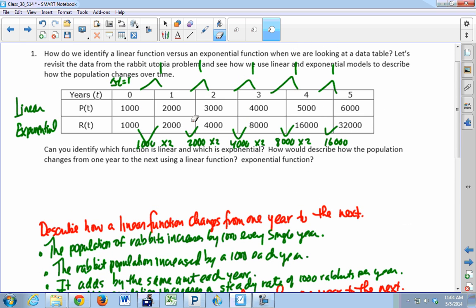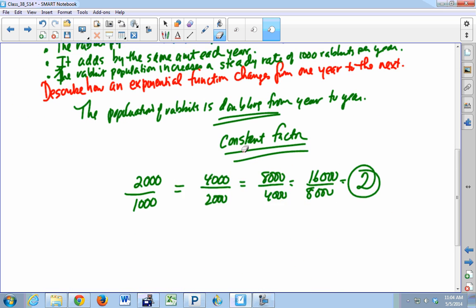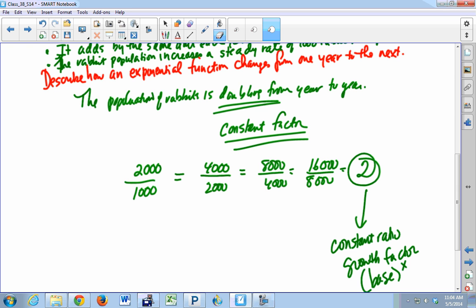So if we compare 2,000 to 1,000 as a ratio, as a division problem, you get 2. 4,000 divided by 2,000 is 2. 8,000 divided by 4,000 is 2. So notice that number, that constant ratio, 2, becomes your growth factor in your equation. This constant ratio is your growth factor. That's your base. Remember, that's the base of your exponential equation, right? That's the base, too, because it was doubling.